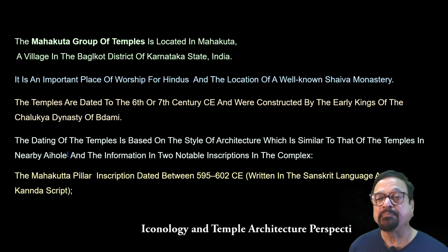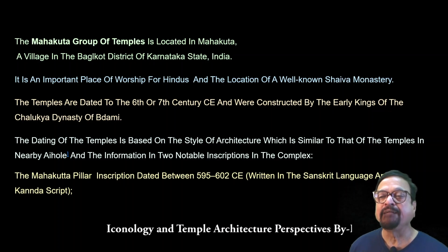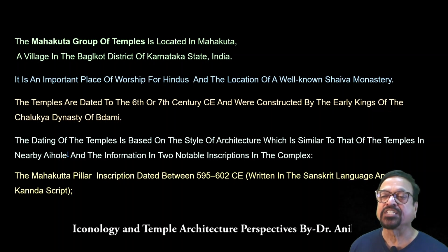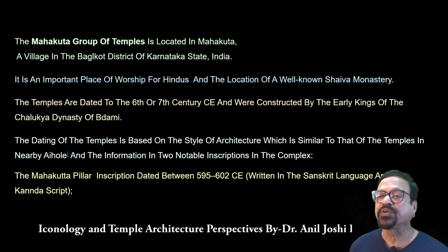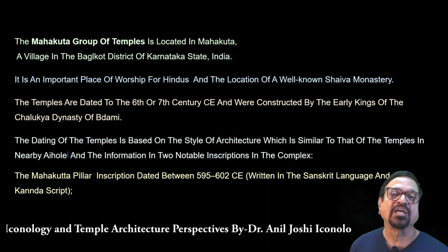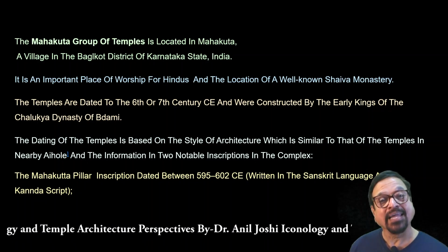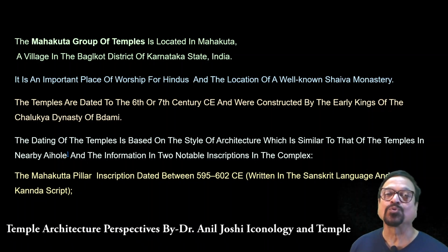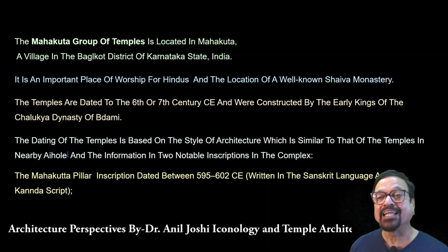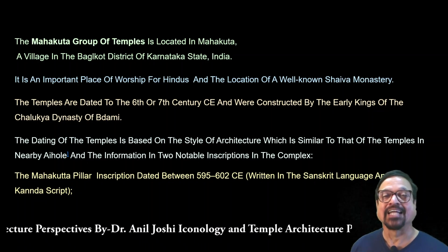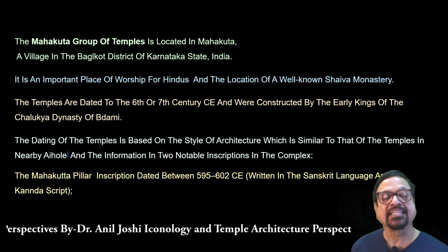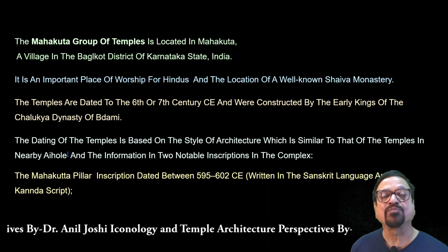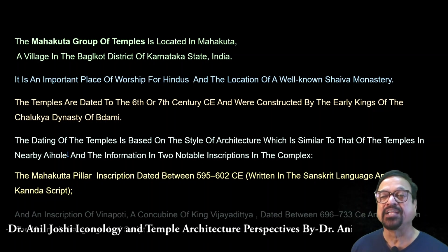The Mahakota pillar inscriptions, dated 595 to 602, are written in the Sanskrit language and Kannada script. Once you find local languages coming, I think the date comes to more than 7th century. But here it is dated as around 600. So though it is in Kannada, it is from around 600 CE.